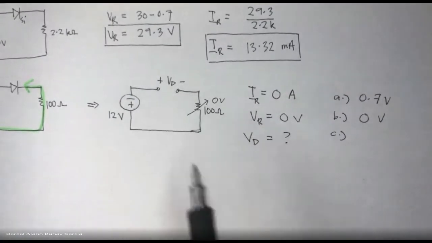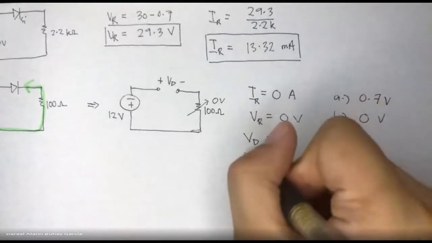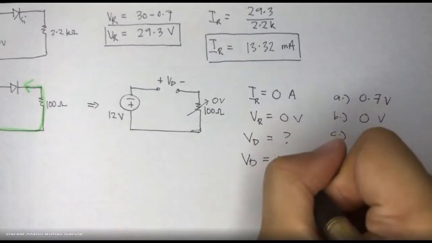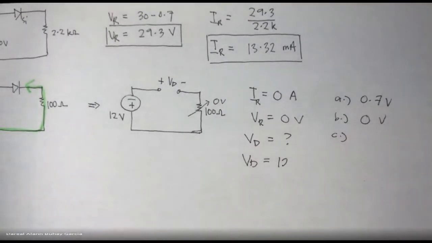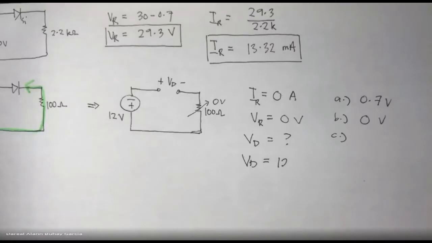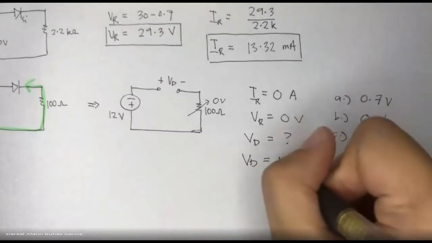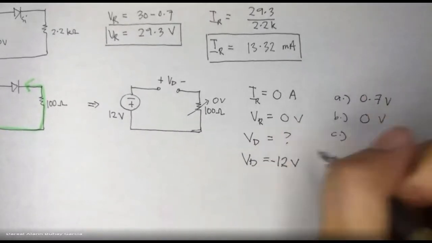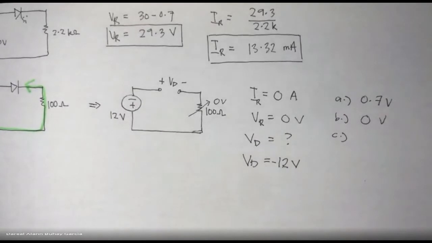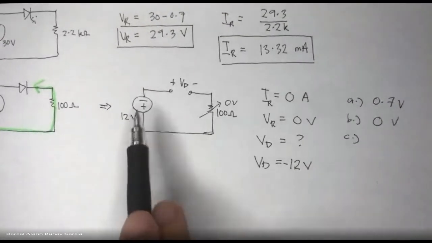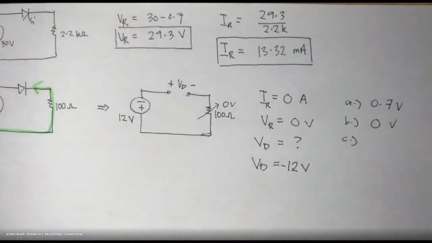VD is also equal, not 12, negative 12. If we measure with the negative on the positive, not the ground, it is negative 12 volts. So your magnitude is correct, but it is negative, so that if we total the two, we get 0. Okay.